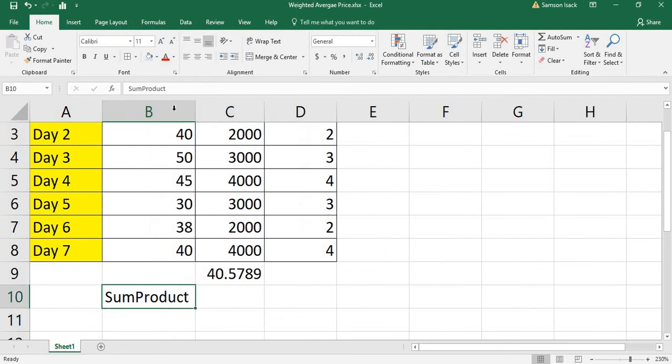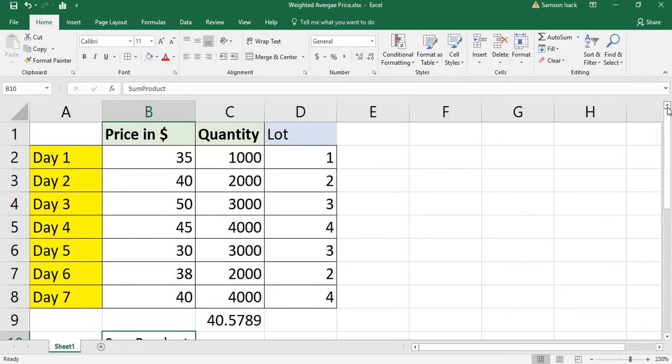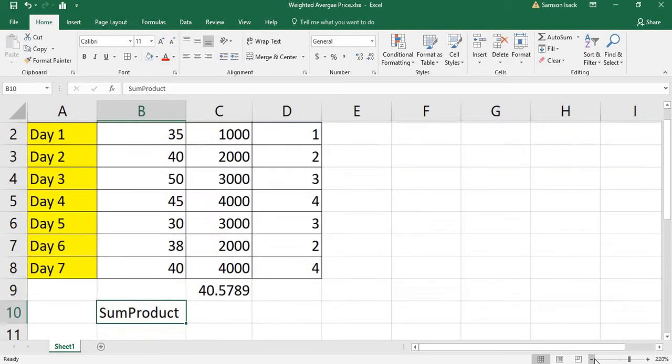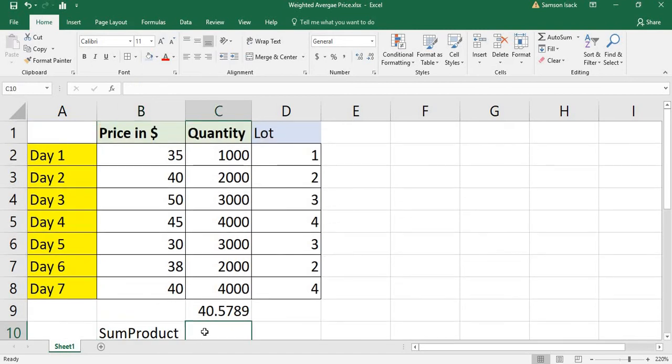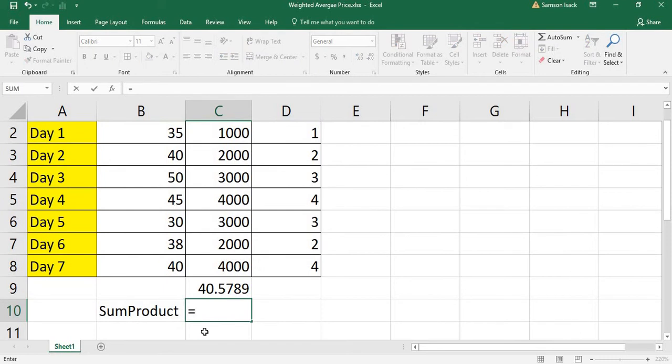Okay, this function will help us to calculate the SumProduct easily. By introducing this SumProduct function, we can easily calculate the weighted average. Okay, how to do that? Equal to SumProduct of. Okay, what are the SumProduct arguments?